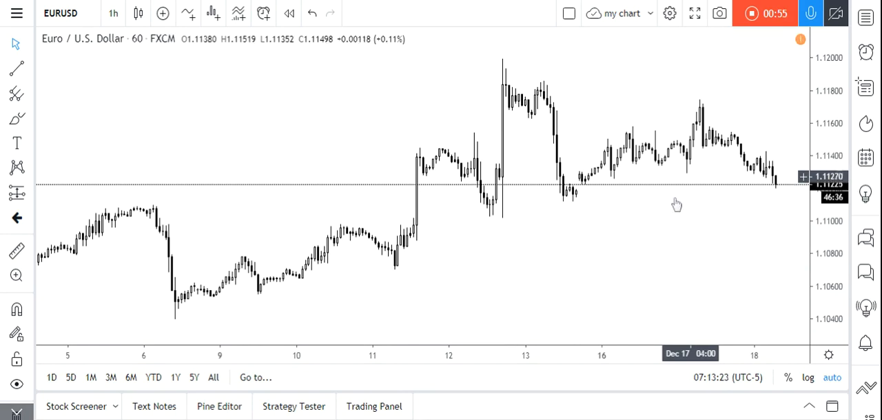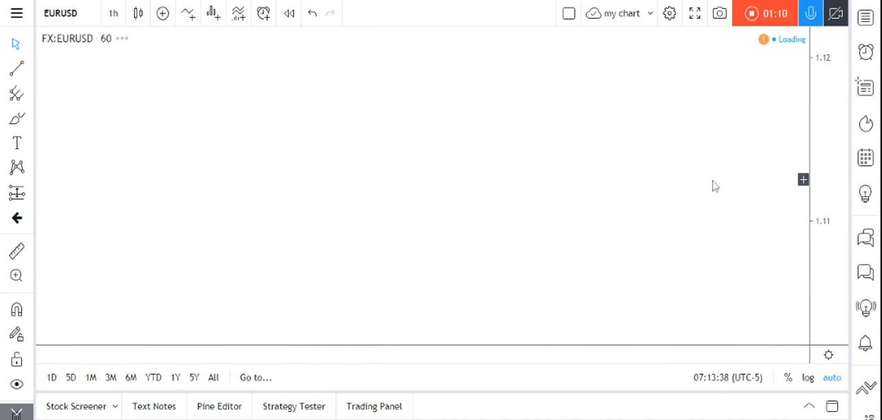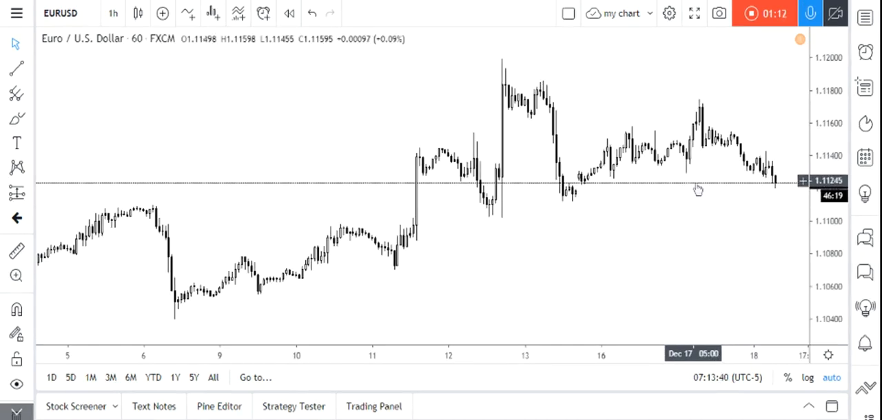So here is my entry point, just right below this candle. You can either set a sell limit right below this candle around the 1.1728, 1.1729 area, or you can enter right now, depending on your decision.